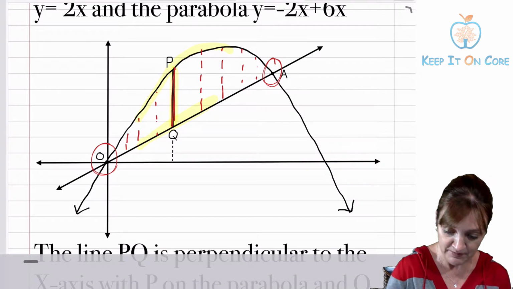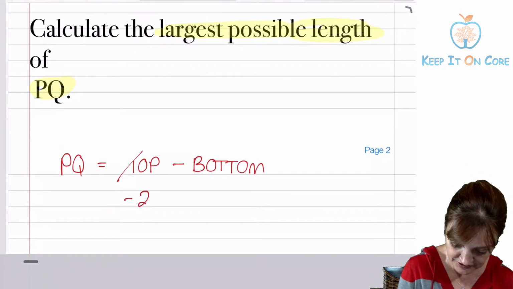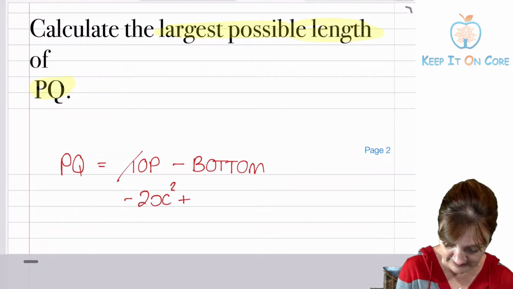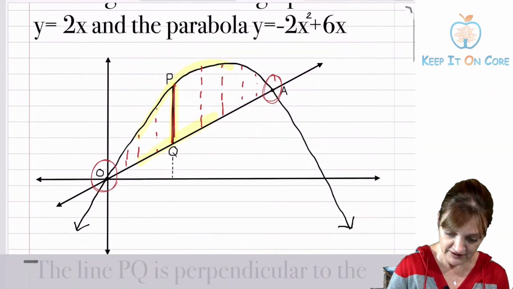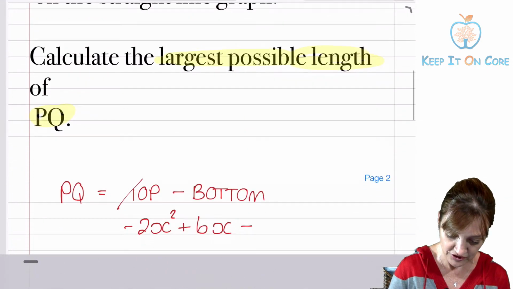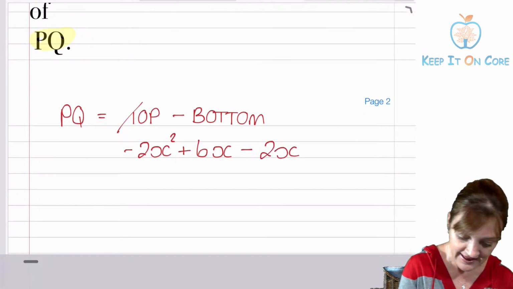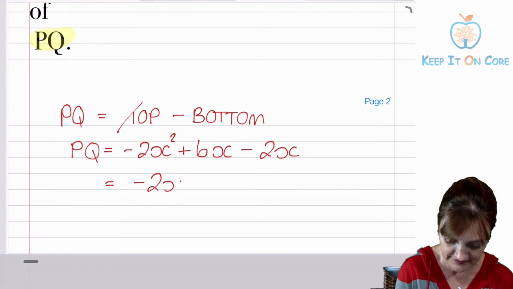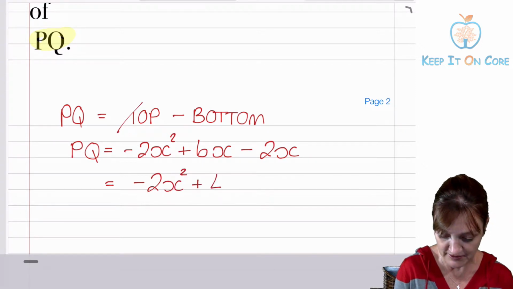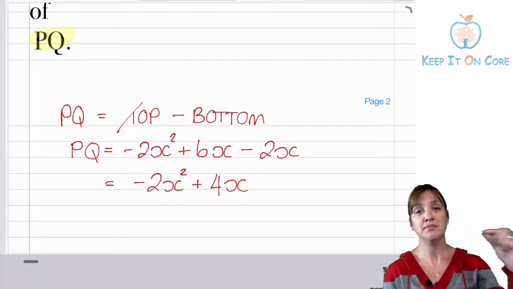So negative 2x squared plus 6x, which was the top graph, minus the bottom graph, which was just 2x. So I'm minusing the bottom graph from it. That's giving you an equation that represents the line PQ. I can tidy it up ever so slightly, and we can make it negative 2x squared plus 4x. Okay, so that line is now representing your distance from P to Q.